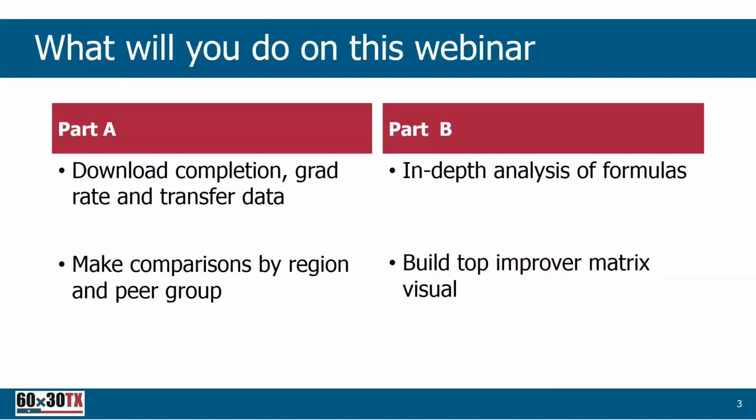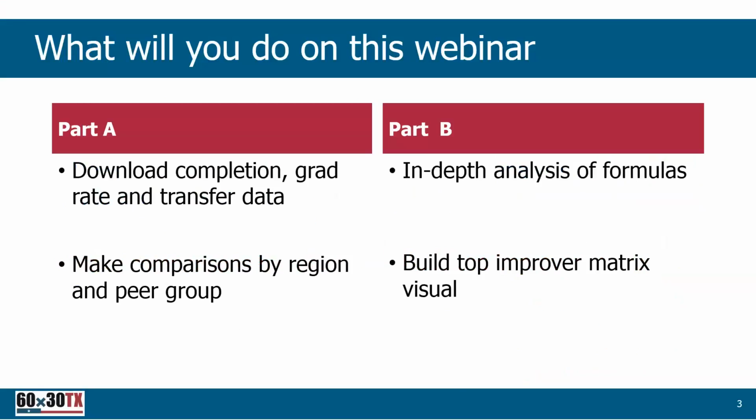On this webinar, it's going to be broken down into two parts because there's so much data and processes involved. Part A will entail downloading the data for completion, grad rate, and transfer data, and I'll show you where on the agency's website you can find that. Once you have that data, you'll be able to make comparisons by region and peer group, and I'll show you how we do that. In Part B, we're going to take a deeper dive under the hood and look at an in-depth analysis of the formulas.